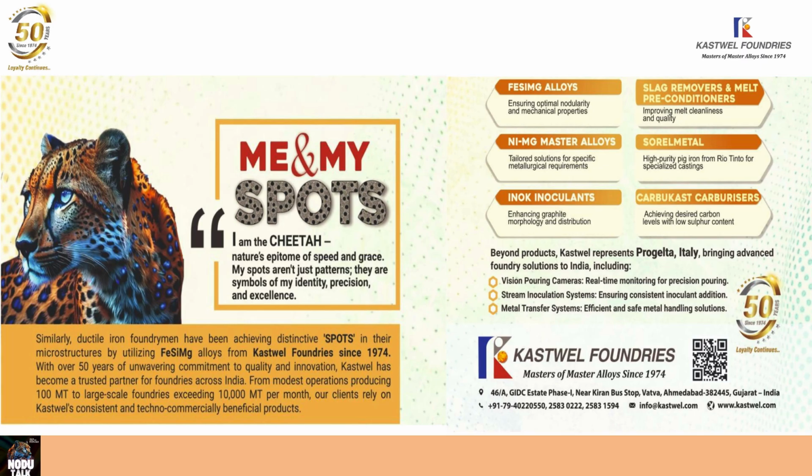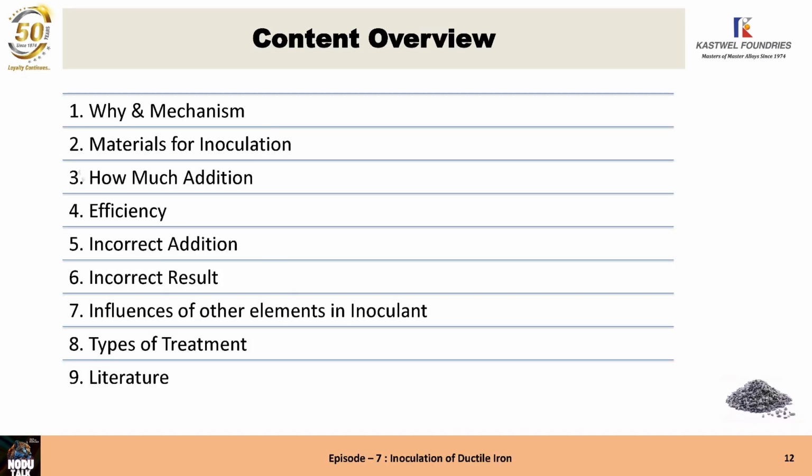In this topic, we are going to cover the mechanism of inoculation, why inoculation should be done, which materials are available for inoculation, how much should be the addition, how to decide the addition of the inoculation, efficiency means recovery or effectiveness of the inoculation, what is the incorrect addition, and what are the results due to incorrect addition and not getting the required result. Influences of various elements which are present in the inoculant, means how to select the inoculant, and method of inoculation.